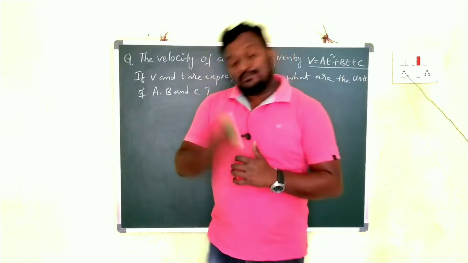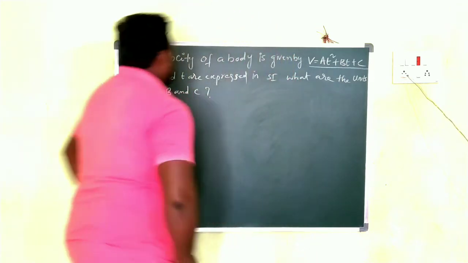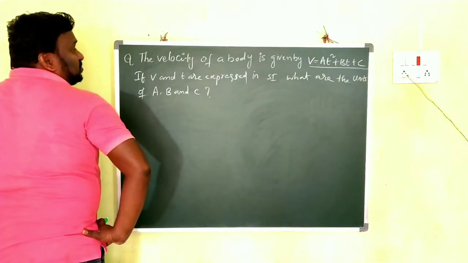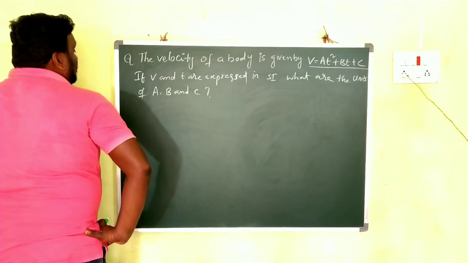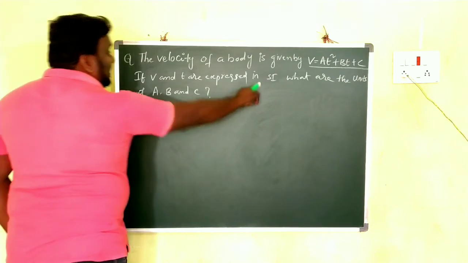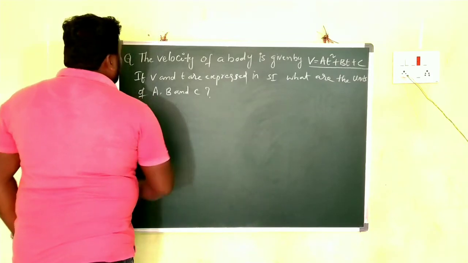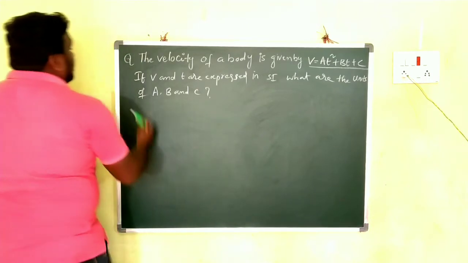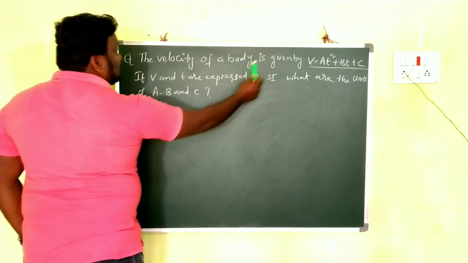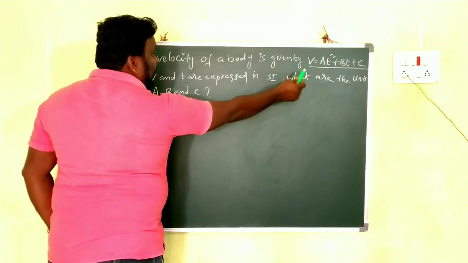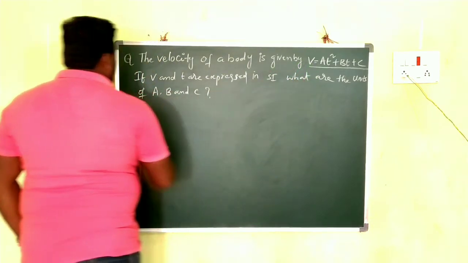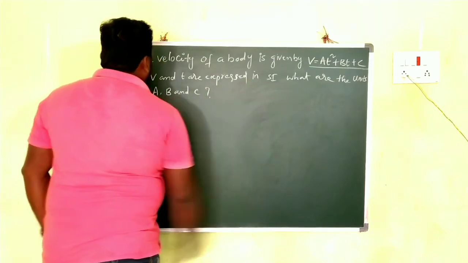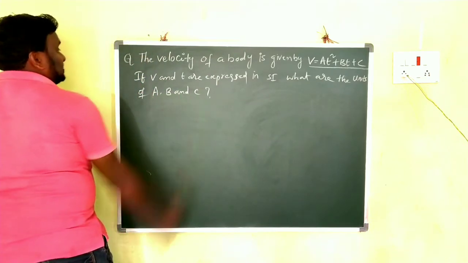One problem is waiting for us on the board. Let's go. Children, see here, the velocity of a body is given by v = at² + bt + c. If v and t are expressed in SI units, what are the units of a, b and c? I am repeating the question. The velocity of a body is given by v = at² + bt + c. If v and t are expressed in SI units, what are the units of a, b and c?